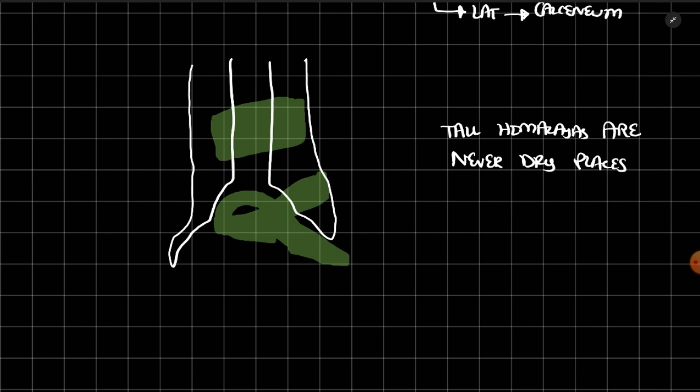The tibialis anterior from Tall; Himalayas, the extensor hallucis longus; then the artery is the anterior tibial artery; the nerve, Never is nerve, the deep peroneal nerve; Dry is extensor digitorum longus; and Places is peroneus tertius. So these are the relations from medial to lateral.